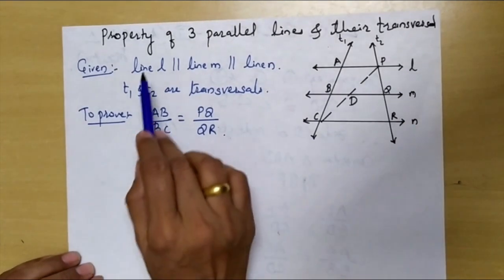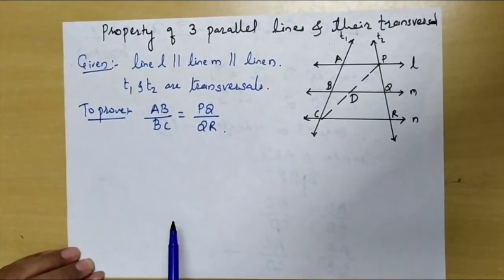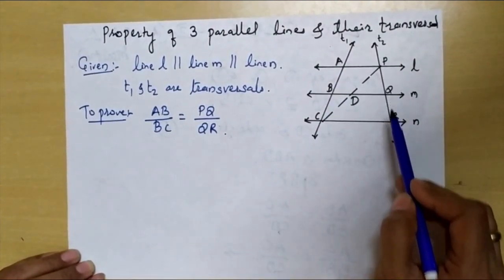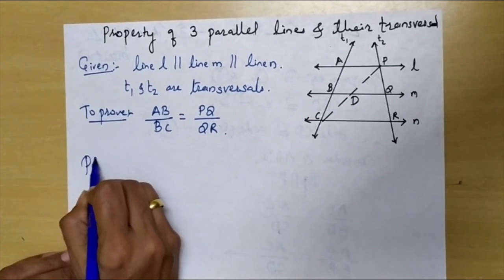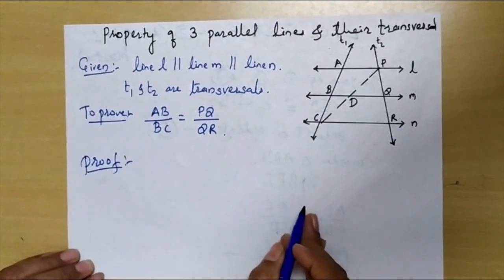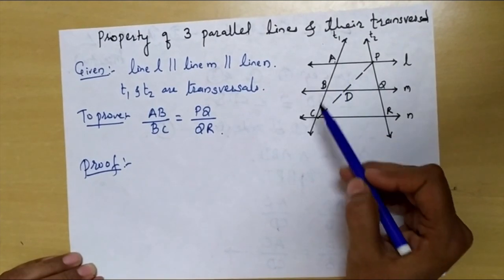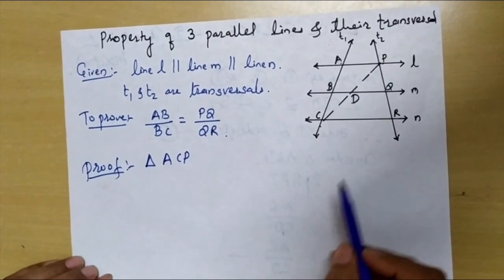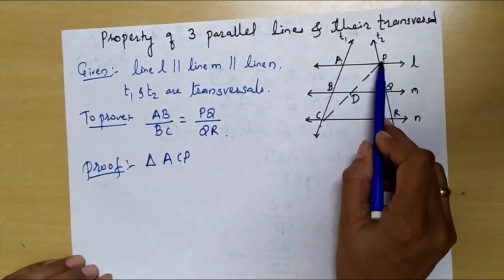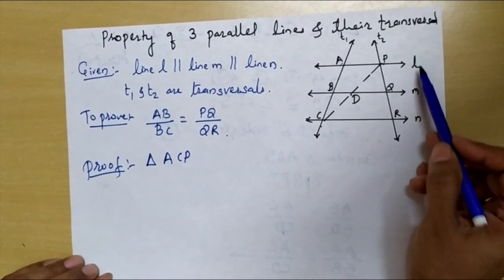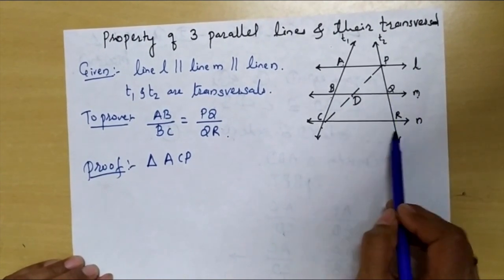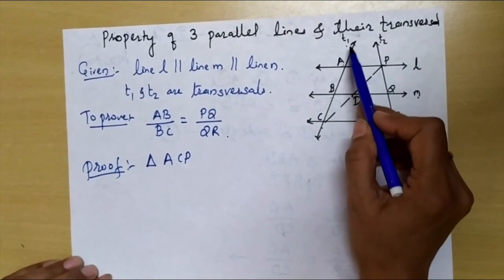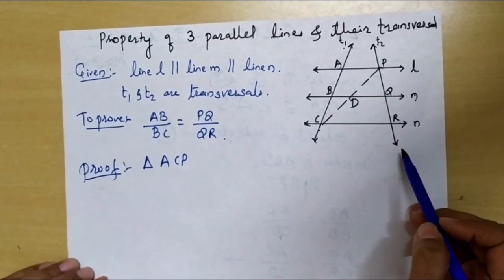According to the property of three parallel lines and their transversal, we have to prove that AB upon BC is equal to PQ upon QR. Now let us see the proof of this property. Consider triangle ACP. In this triangle, BD is parallel to AP. We have considered these three parallel lines, L, M and N. These three are the parallel lines. And here I have written T1 and T2. T1 is one transversal, T2 is the other transversal.